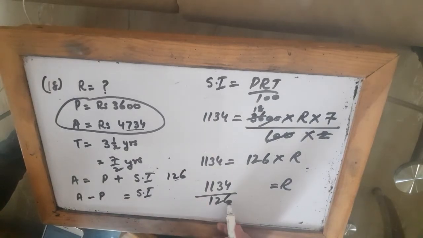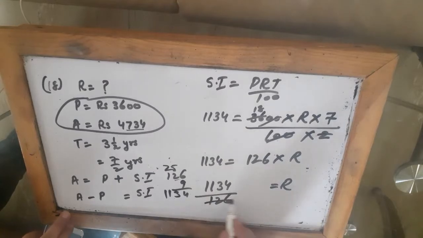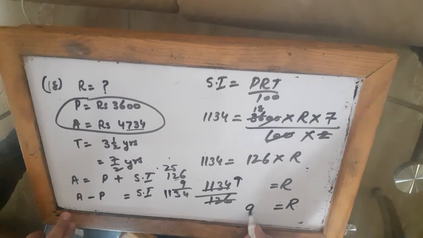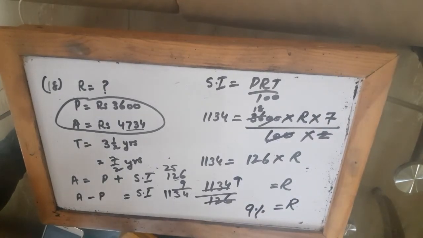At the end, 6 9s are 54, and 1134. So 126 9s is 1134. So what is the rate percent? The rate percent is 9. So we were supposed to find the rate percent, and the rate percent is 9%.